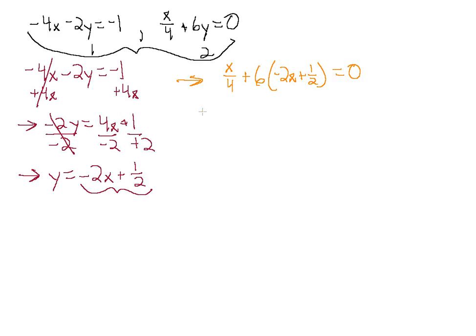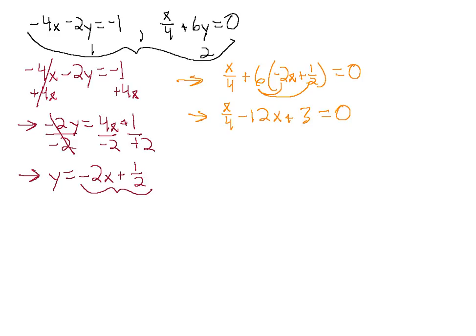Now we have our equation in terms of one variable, so we can solve for a value. We wanted a value of x, so let's solve for it. We have x over 4. We can distribute this 6 into the parentheses, so we have 6 times a minus 2x is a minus 12x. 6 times 1/2 is 6/2, or just 3.